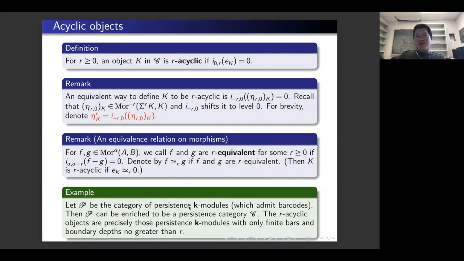Because each persistent module itself is filtered, it's easy to see how you can make the homset a filtered persistent module. After you check that, you can associate the shift functor that comes from the shift of the persistent module itself. Then you can check that the R-acyclic objects, which I defined here, are precisely those persistent K modules which, when you decompose the barcode, only have finite bars, and the boundary depth means the length of the longest finite bar is no greater than R. So in this sense the abstract categorical definition reduces down to something very well known and as expected. Okay.